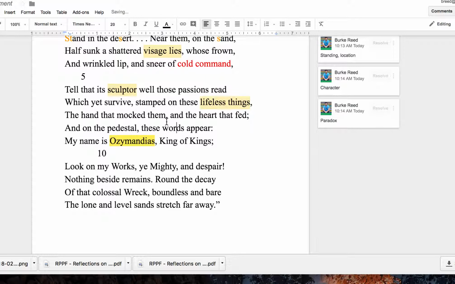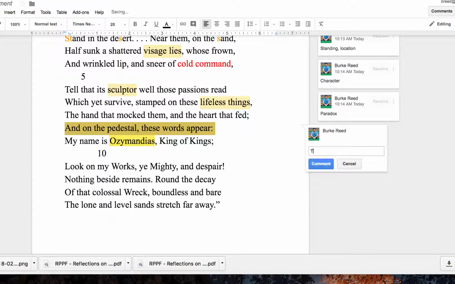All right. "The hand that mocked them and the heart that fed, and on the pedestal these words appear." Okay, now we have our shift. So this line, this is line 9. This is something called a volta. This is when the tonality of the poem begins to shift. So tonality, volta, shift. All right.